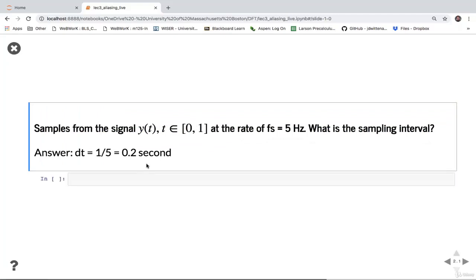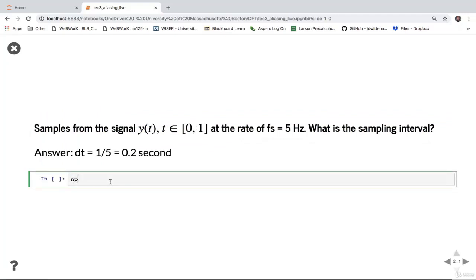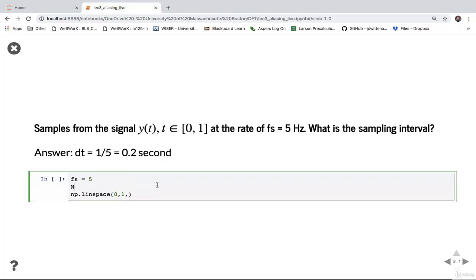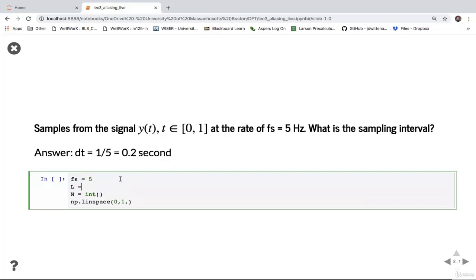Now, the problem is that if I were to try to do this in Python, well, previously we were kind of sloppy and we did something like this. I want to go from 0 to 1, that's the time, and I want to sample at 5 hertz. Actually, let's do this. I want Fs to be 5 hertz, and I also want L to be 1 second. So from the formula we saw earlier, n is L times Fs, and I cast it down to an integer. This gives us the total number of samples. So I want to take n samples.